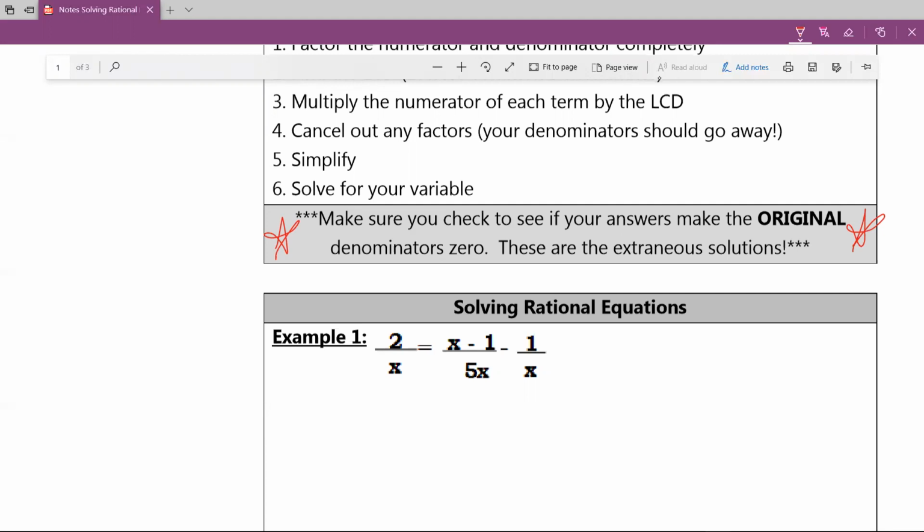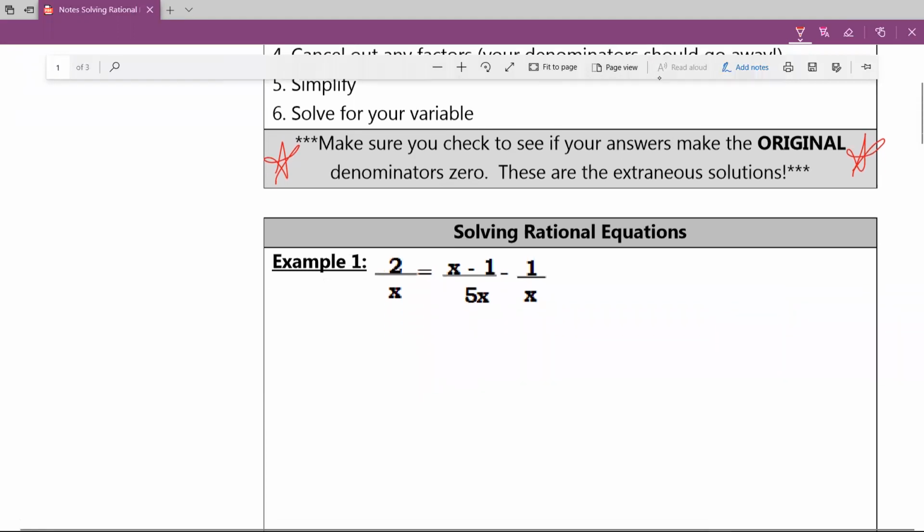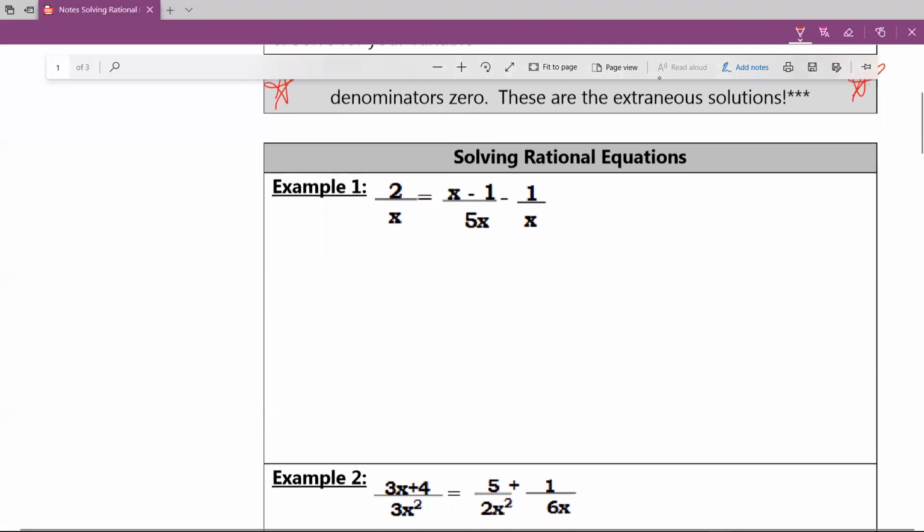Now remember when we were talking about multiplying and dividing, we talked about things that can't work for that equation. And that's any time that the bottom is equal to 0. So x equals 0 and 5x equals 0. Both things are not allowed to happen. Well, thankfully, both of them means that 0 is not a solution.